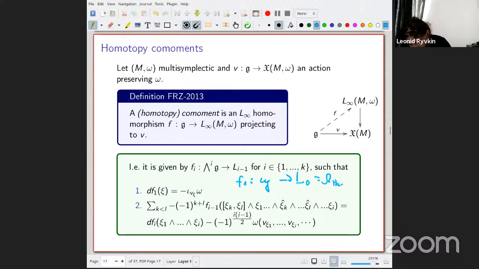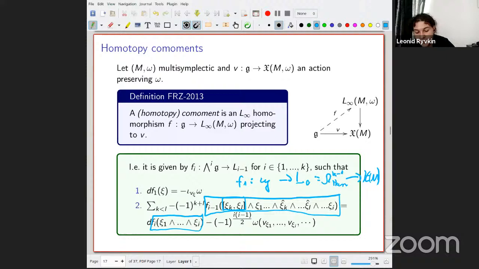And we want this component to project correctly onto the vector fields. This is the first property, which just says this is actually a lift. And the second property, which encodes the right notion of equivariance in this context, says that this is actually an L-infinity morphism. It's not really well visible here, but what you have is the binary bracket of the Lie algebra, and then applying one of the components of the comoment map. Then you have applying the next higher component of the moment map, and then using the differential of the L-infinity algebra, and a term which involves omega, which more or less is the multi-bracket of the L-infinity algebra.